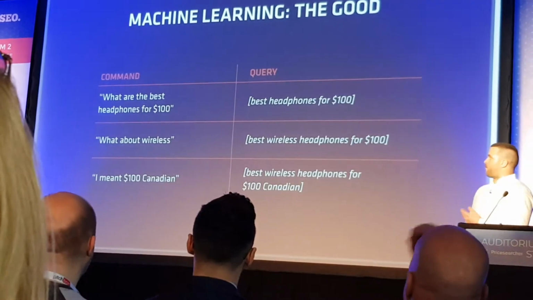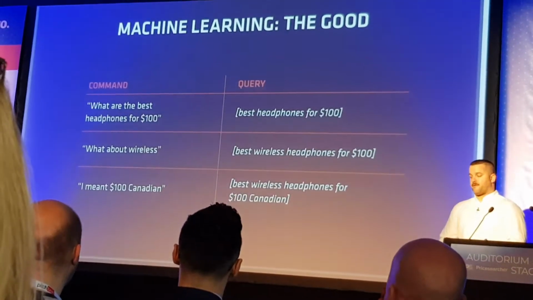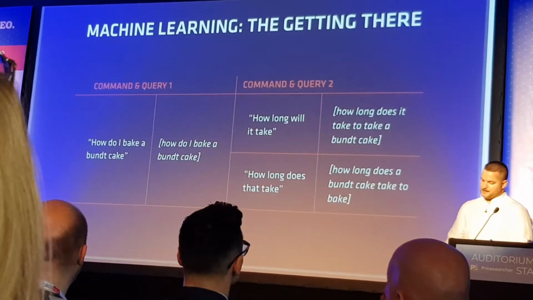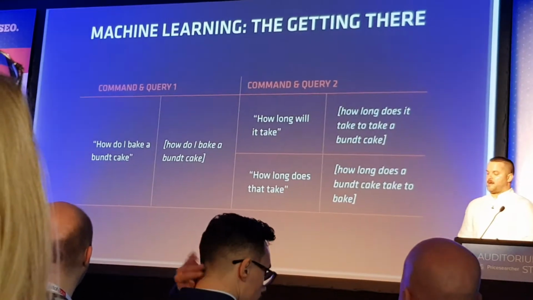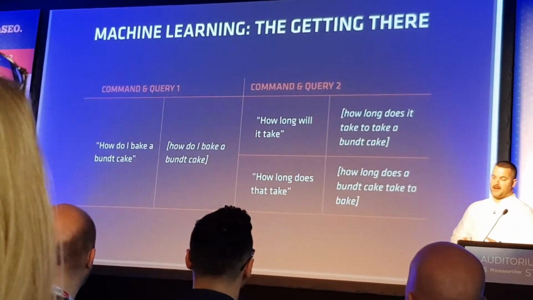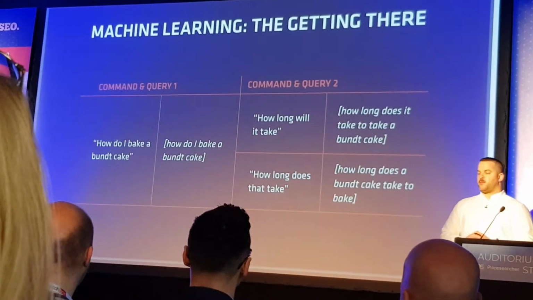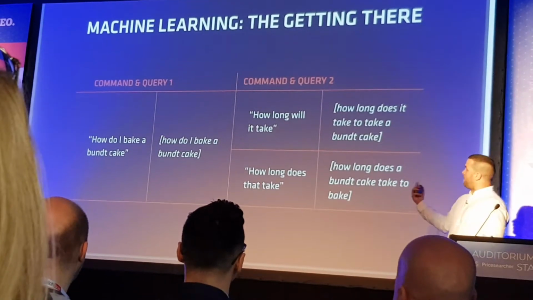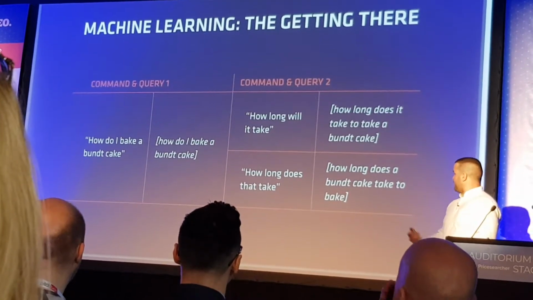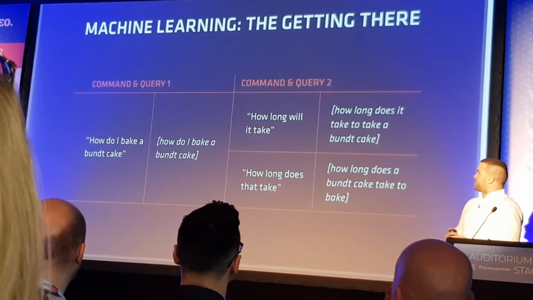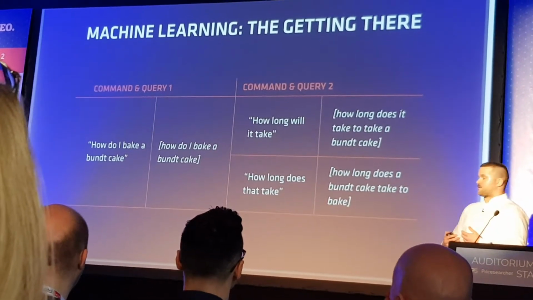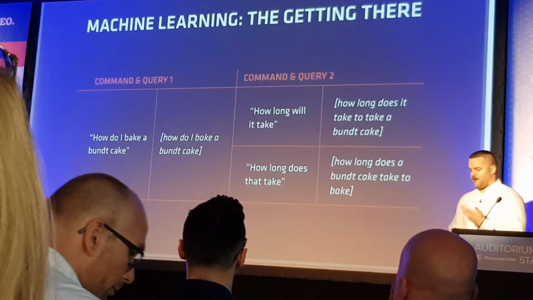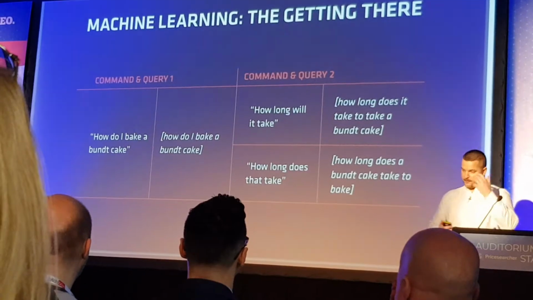Of course, we have to focus on some of the ways in which it failed, because it's not perfect. I don't know who on my team is obsessed with bundt cakes, but somebody is. And we asked, how do I bake a bundt cake? We got, how do I bake a bundt cake? That was fine. Follow-on query, how long will it take? We got, how long does it take to take a bundt cake? The other one was, how long does that take? How long does a bundt cake take to bake? That worked well. So in this case, Google's having a hard time interpreting the term take, right? And it gets it wrong unless you actually wanted to know how long it would take for you to take someone's freshly baked bundt cake, in which case you're a jerk.